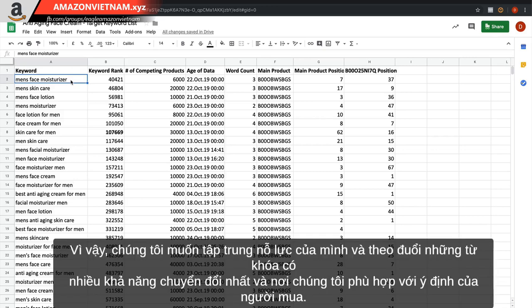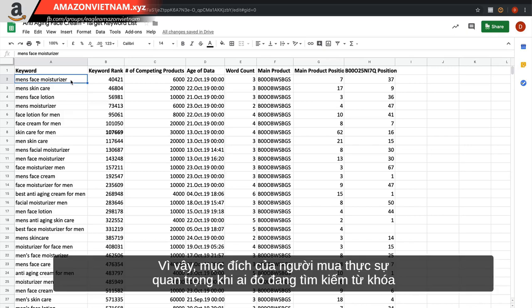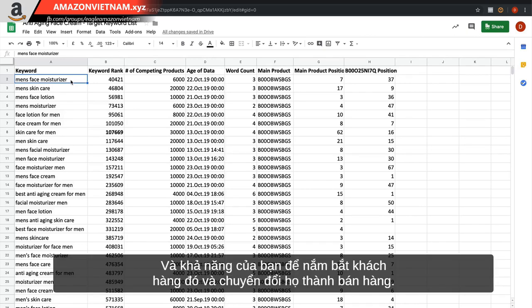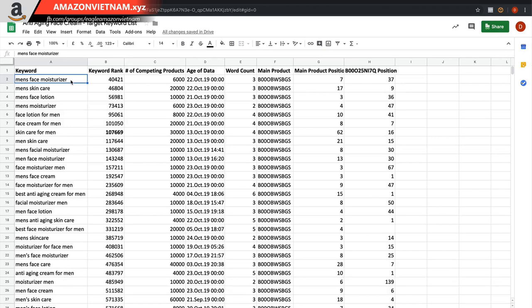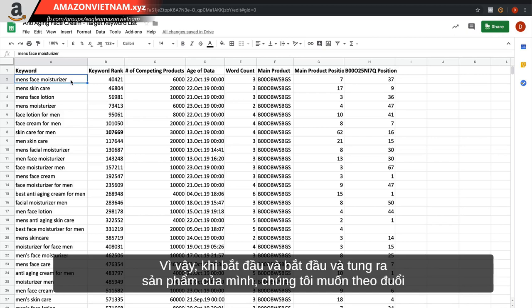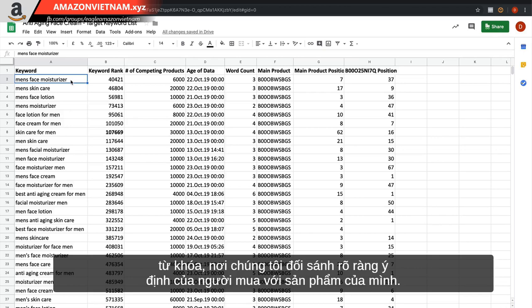So we want to focus our effort and go after keywords that are most likely to convert and where we match the buyer's intent. So buyer's intent is really important. When someone is searching Amazon for a keyword, they have a clear picture in their mind of the product that they're looking for. And your ability to capture that customer and convert them through into a sale, one of the first steps comes from matching their intent. So when starting out and launching our product, we want to go after keywords where we clearly match the intent of the buyer with our product.